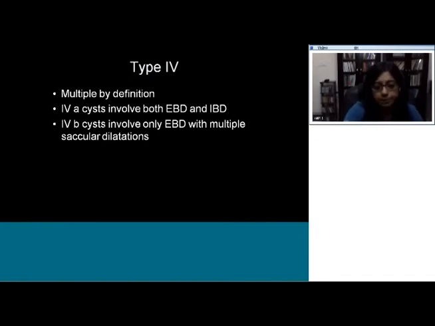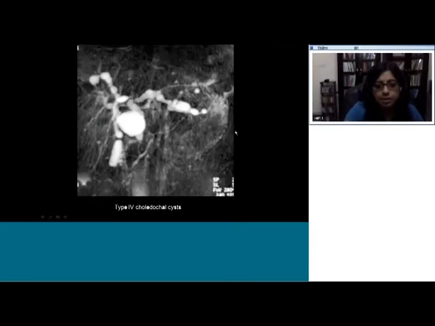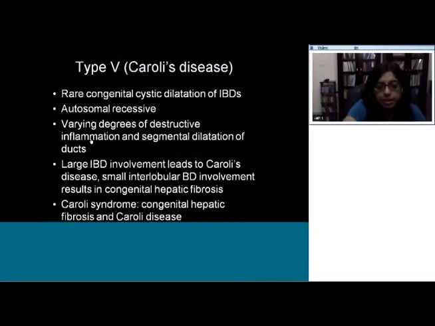So this is the intrahepatic and the extrahepatic choledochal cyst. And that's an example of it, the intrahepatic cyst and the extrahepatic cyst. And type 5, which is also known as Caroli's disease, is a rare condition of congenital cystic dilatation of the intrahepatic bile ducts. It's autosomal recessive. It results from a varying degree of destructive inflammation and segmental dilatation of the ducts.